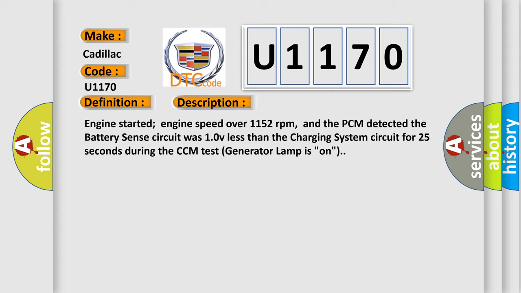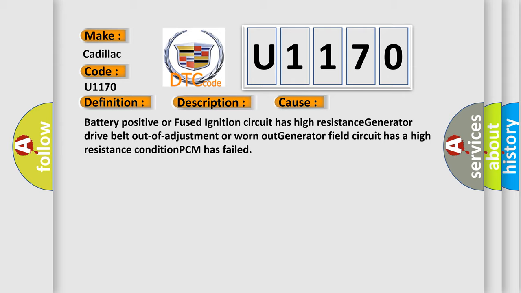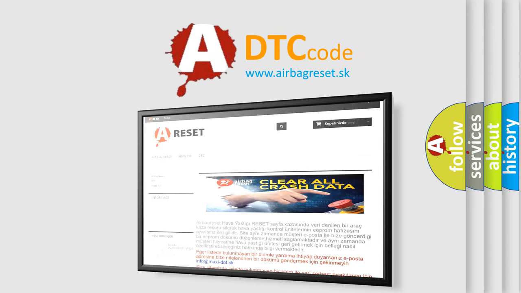Generator lamp is on. This diagnostic error occurs most often in these cases: battery positive or fused ignition circuit has high resistance, generator drive belt out of adjustment or worn out, generator field circuit has a high resistance condition, PCM has failed.